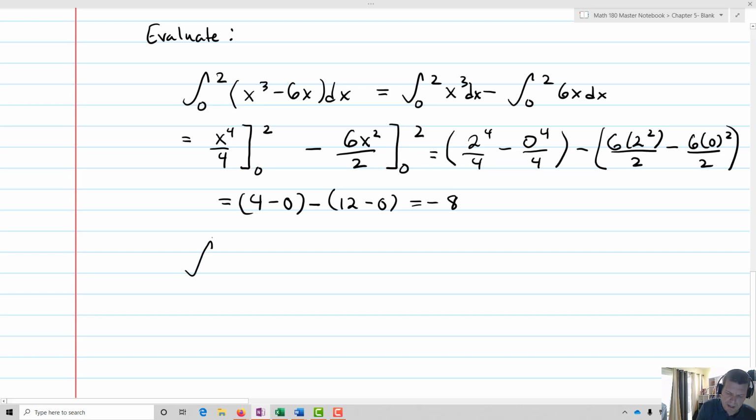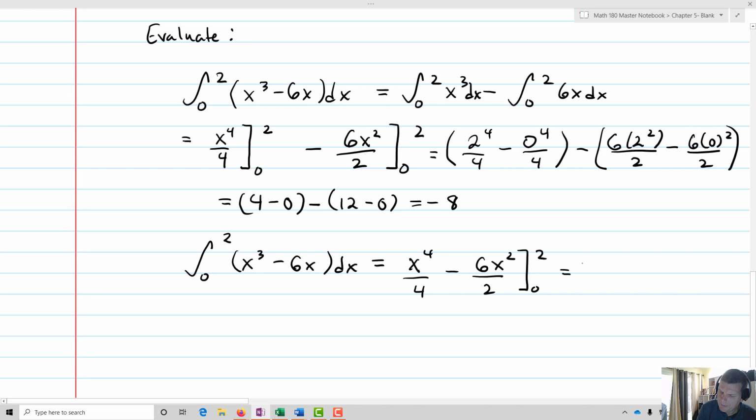Now we can do this in an alternative way. In fact, we don't actually have to break these up, and as you get better and better at antiderivatives, you won't. So we take the integral of x cubed minus 6x dx. That's going to equal the antiderivative, x to the fourth over 4 minus 6x squared over 2, evaluated from 0 to 2. We'll just simplify that now to x to the fourth over 4 minus 3x squared, evaluated from 0 to 2.